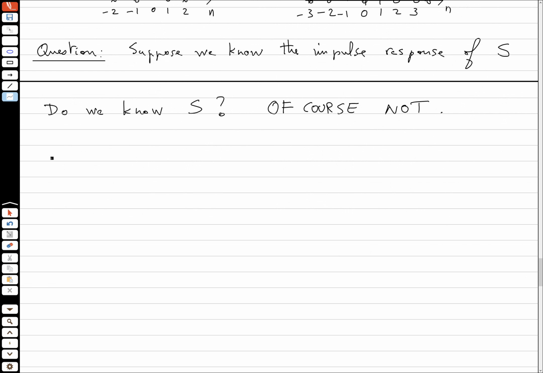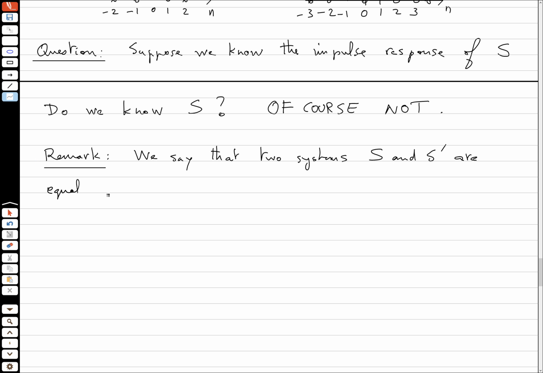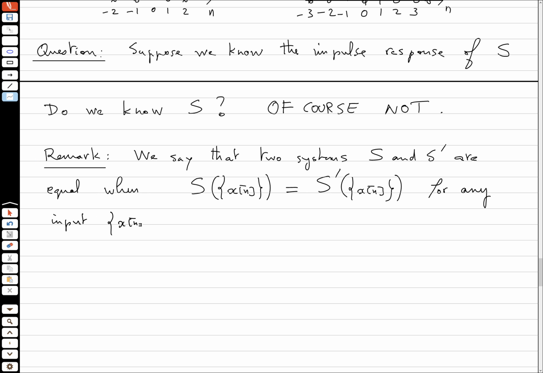So I forgot to mention a remark. We say that two systems S and S prime are equal when the responses of these two systems are the same for any input, for any input x of n. All right.